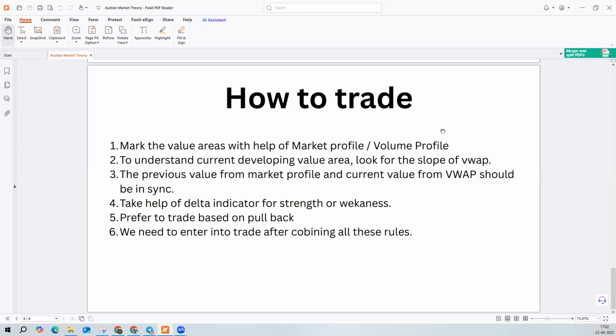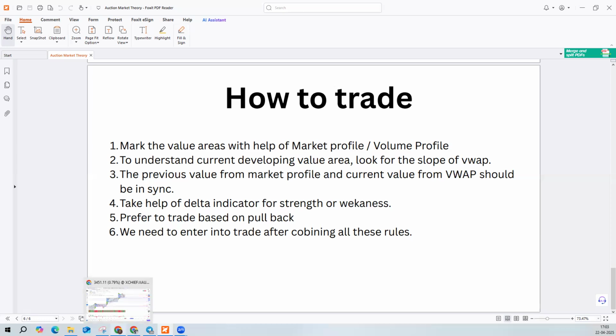Now, if the market has opened inside the previous day's value area, but VWAP is getting some slope, then we can think of taking a breakdown or breakout trade based on the slope of the VWAP. I hope you understood. So these are two points. Then we have to take the help of the delta indicator. We have to go with the strength of the delta and take trades based on the pullback. So prefer to trade based on the pullback. The tricky part is how much to wait for the pullback. Here also we take the help of the delta indicator.